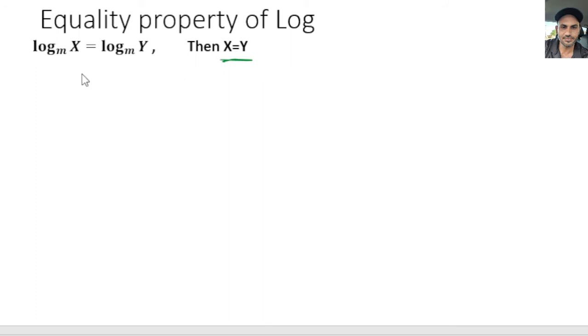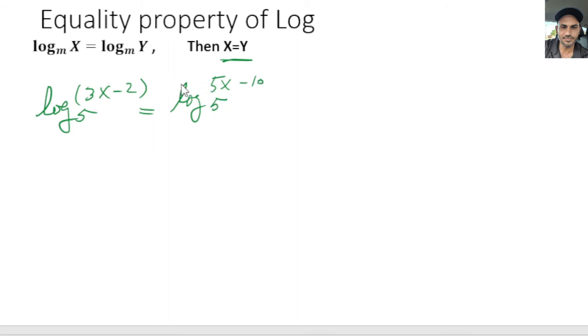So I'm going to put an equation, and we're going to go ahead and solve it using this property. If we have log of 3x minus 2 with base 5 equals log of 5x minus 10 with base 5.